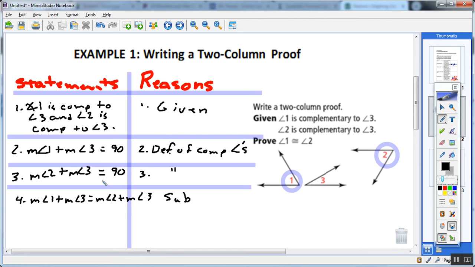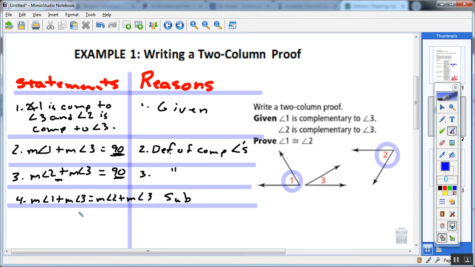For 90 degrees right up here, I said, well, if 90 is up here and 90 is equal to this mess right here, I can put that mess in for 90. So here comes my line to keep this nice and organized. So that reason is substitution.